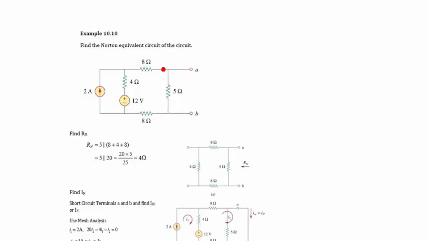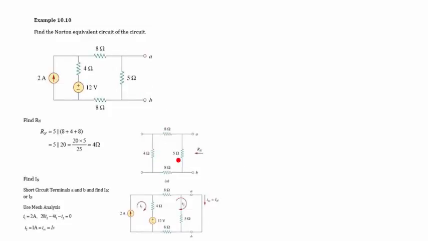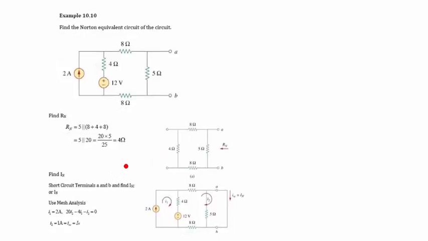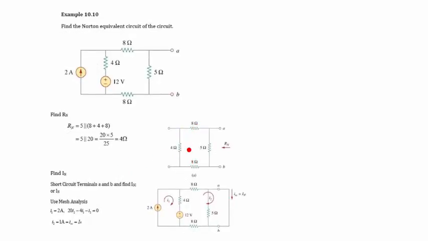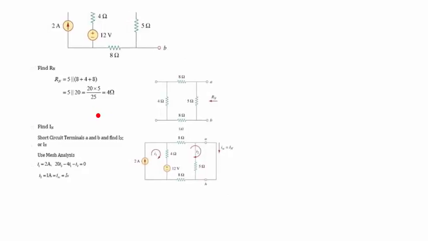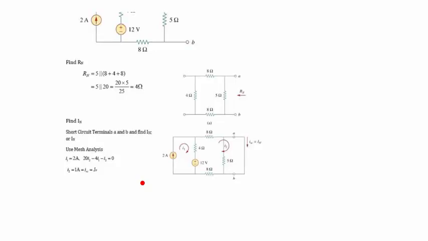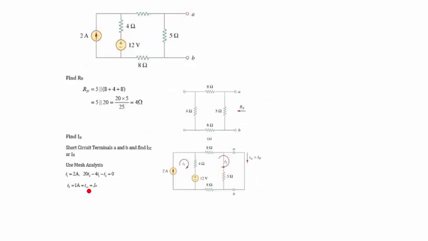This is a circuit for which we want the Norton equivalent. First, the way we find our RN is we turn off all the sources, and since there is no dependent source, we get this. The 8 ohm, 8 ohm and 4 ohm are in series, but they are in parallel with the 5 ohm resistor. So you get RN as 4 ohms. To find your Norton current, you can use mesh analysis. You find your I1 and I2, and note that whatever your I2 value is will be equal to your IN.